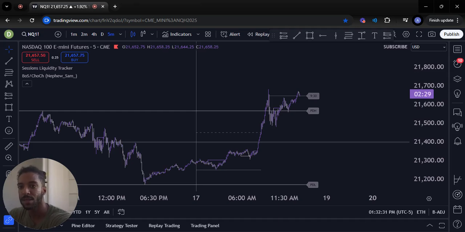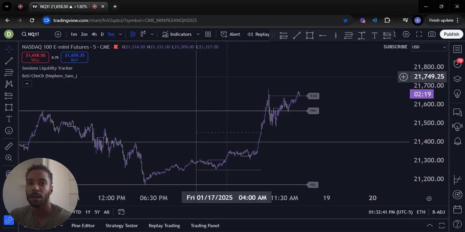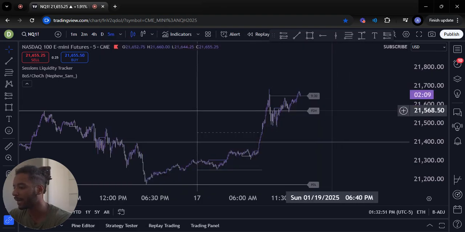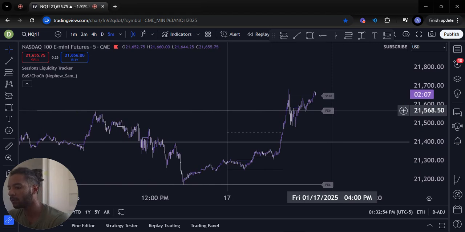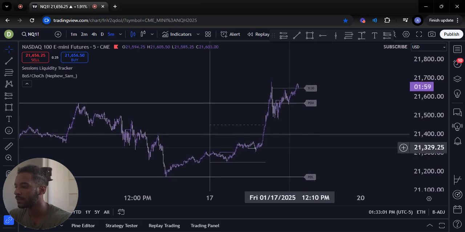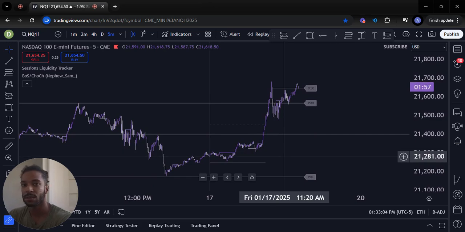And so the main things that I am looking for is I like to have an indicator, and my favorite indicator is this sessions liquidity tracker. And I'll put a link in the description for all of the indicators that I'm using. But this sessions liquidity tracker is by Asim Julian, and it's probably my favorite indicator. It's the one that I wouldn't say I rely on the most, but it's probably my most helpful indicator to me.